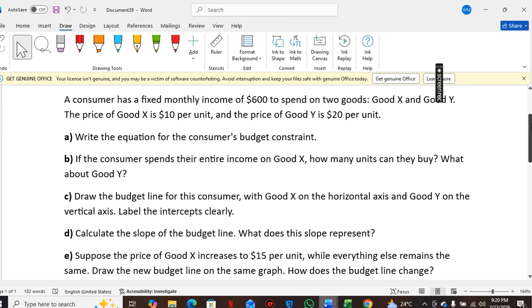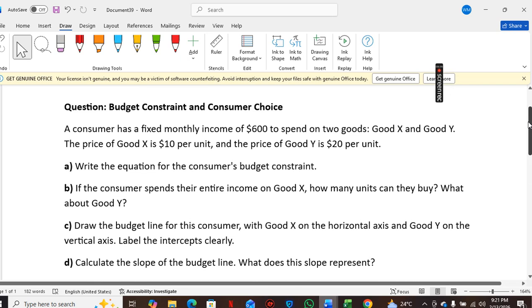All right, let us attempt a question here. A consumer has a fixed monthly income of $600 to spend on 2 goods, good X and good Y. The price of good X is $10 per unit, and the price of good Y is $20 per unit. Write an equation for the consumer's budget constraint.